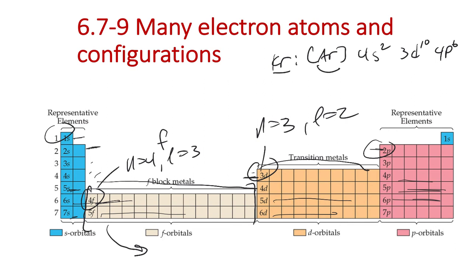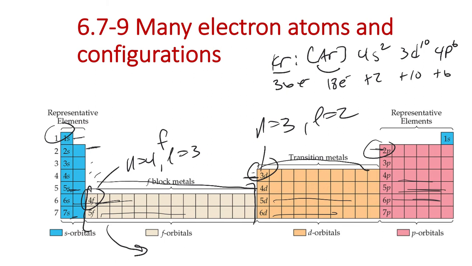And so if you're counting electrons, krypton should have 36 because it's element number 36. We have 18 within argon. Then argon's configuration has 18 electrons. And then plus 2, plus 10, plus 6 gives us the 36.